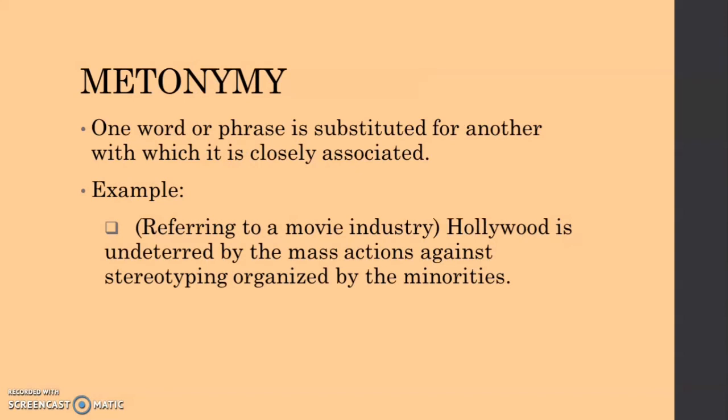We also have metonymy. This is a figure of speech in which one word or phrase is substituted for another word with which it is closely associated. Example: Hollywood is undeterred by the mass actions against stereotyping organized by the minorities. In this example, Hollywood is being referred to as the movie industry.